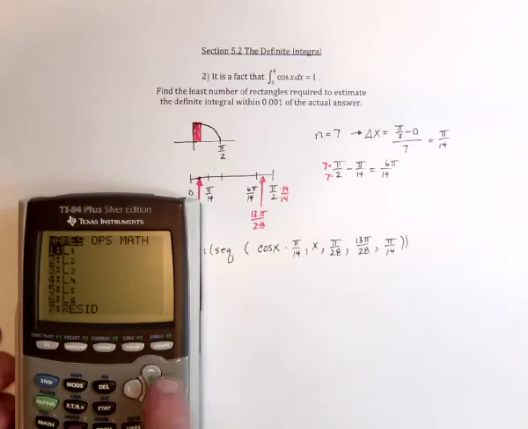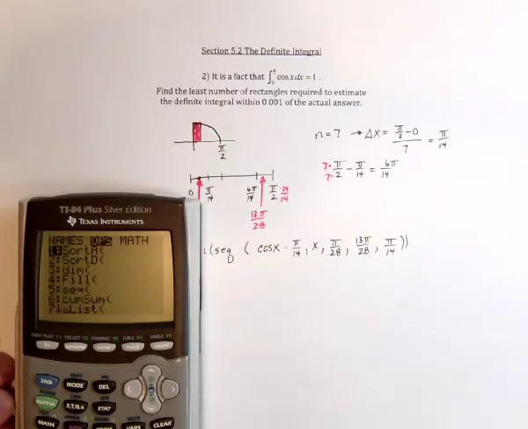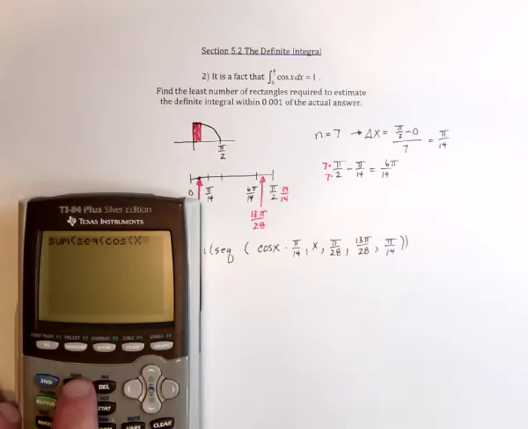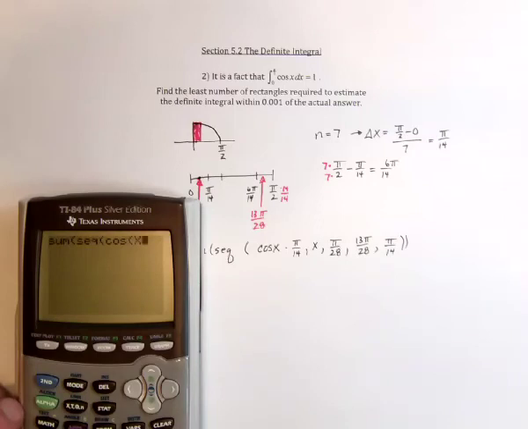So second list, move over to operations, and it's the 5th one, sum. Then cosine of x, and before I forget, I need to double check that it's in radians. Good. Cosine of x times pi divided by 14 with respect to x going from pi divided by 28 to 13 pi divided by 28 in increments of pi divided by 14.